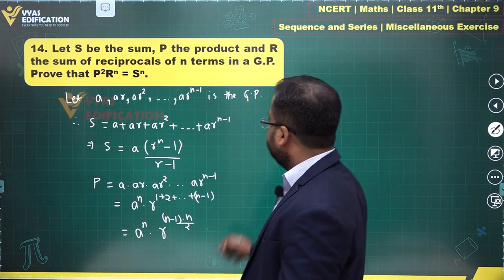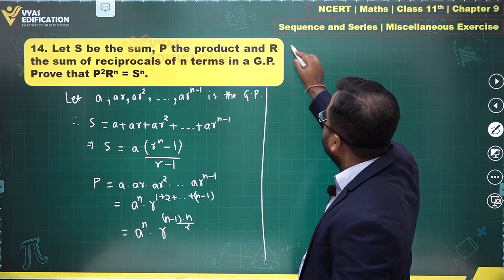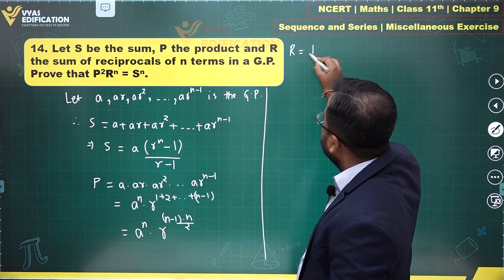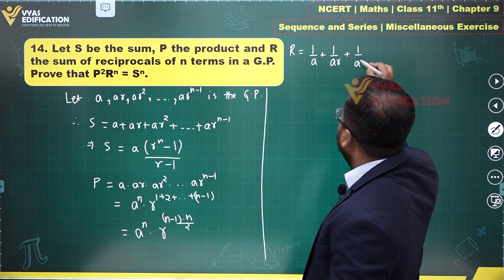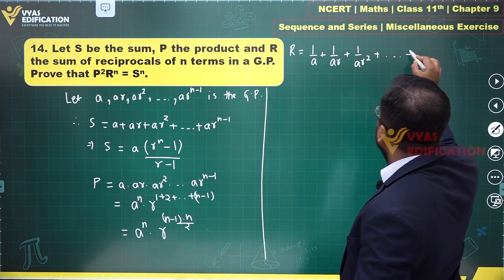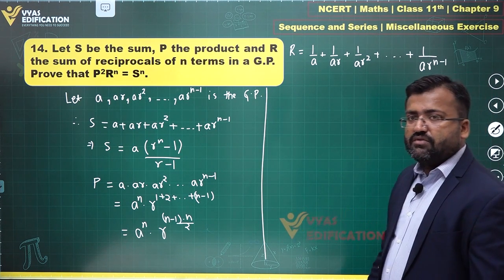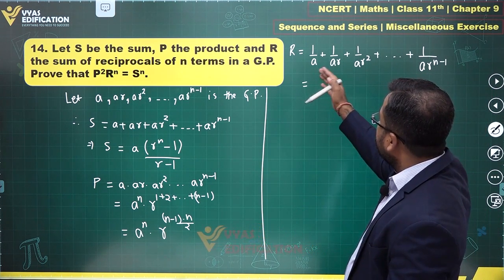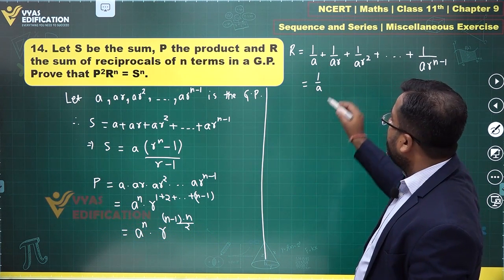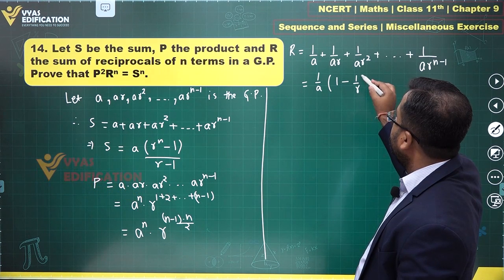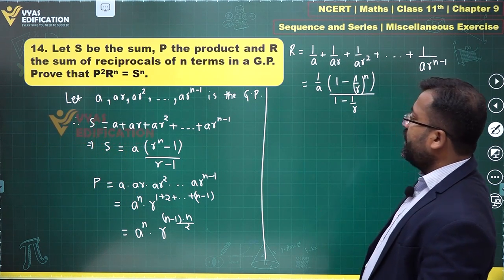What about the next thing? P the product and R the sum of reciprocals. What is that? 1 upon A, 1 upon AR, dot, dot, dot, 1 upon A R power n minus 1. This is what you have. What is this? This is again a geometric progression. First term is 1 upon A. Common ratio is 1 upon R. So 1 minus 1 upon R raised to the power number of terms upon 1 minus 1 upon R. This is what you have.